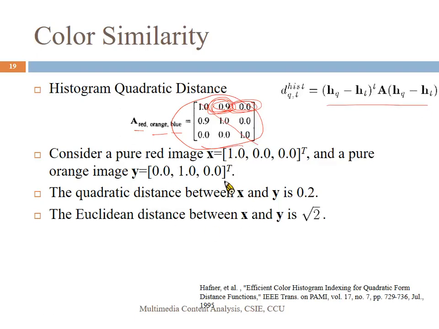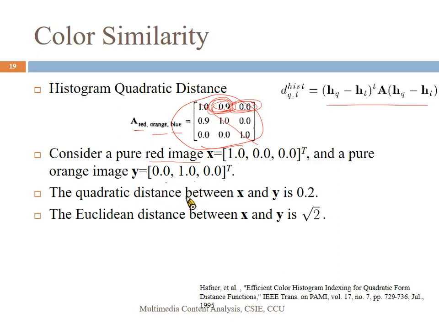If we calculate the histogram quadratic distance, then we have the following result. Let's consider a pure red image that will be represented like 100, and a pure orange image that will be represented as 010.